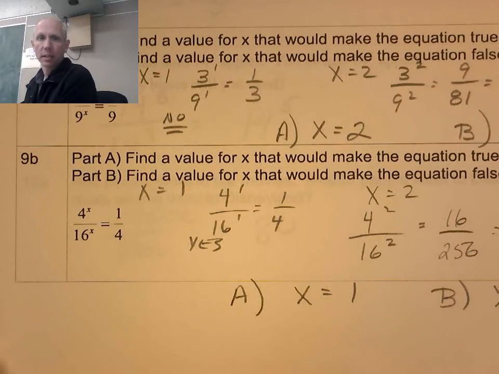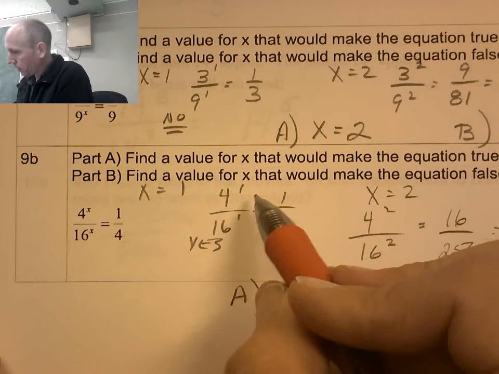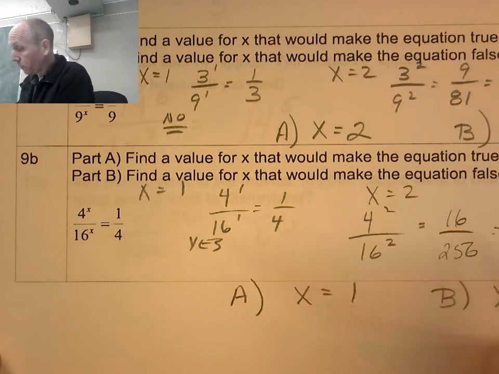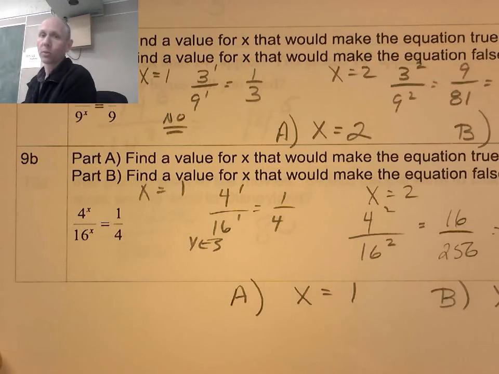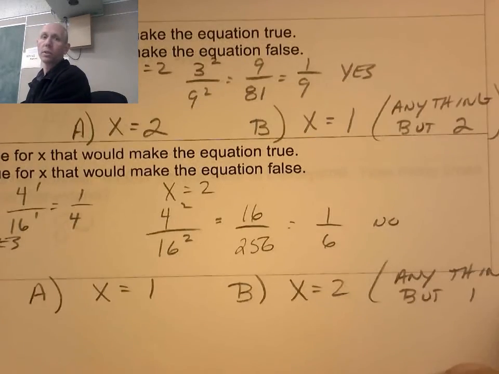Let's try this again. Let's go with a first. If x equals 1, this would be 1/4. It works. Yay! X equals 1 works, which probably means everything else doesn't work. X equals 1 works. Anything but 1 doesn't work.